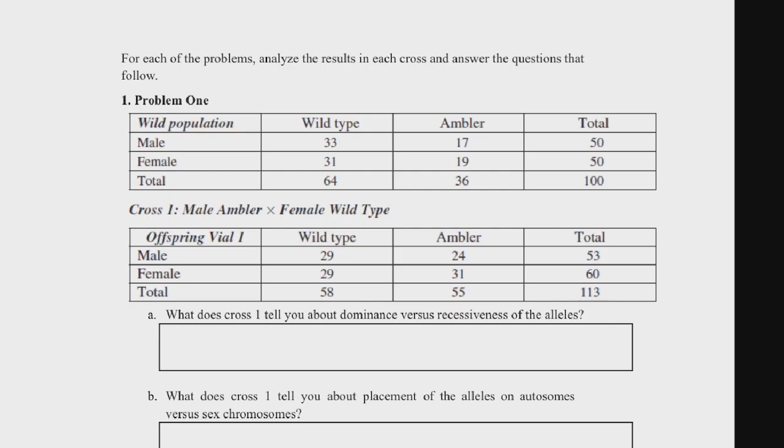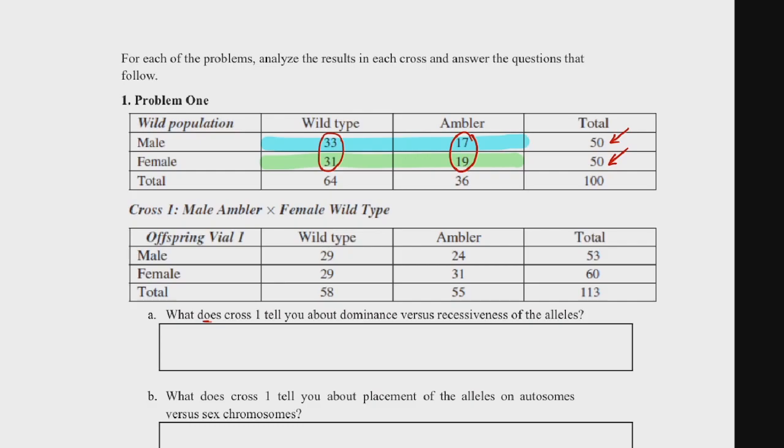As we can see here, both A and B are asking, what does cross one tell you about the dominance versus recessiveness of the alleles? Just using a highlighter, the wild type versus ambler. We can see here that ambler is going to be the recessive. For males all across and females all across, the number of them seen in each one is similar to each other. So 33 is similar to 31, 17 is similar to 19, and above all, they are in even numbers.